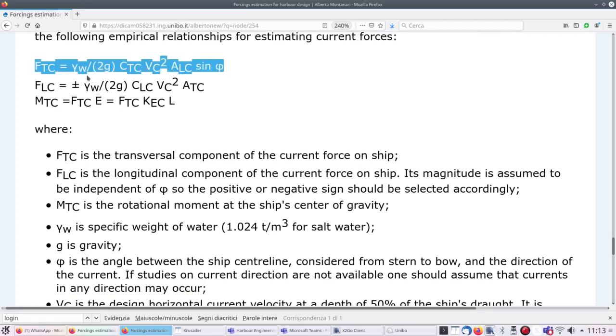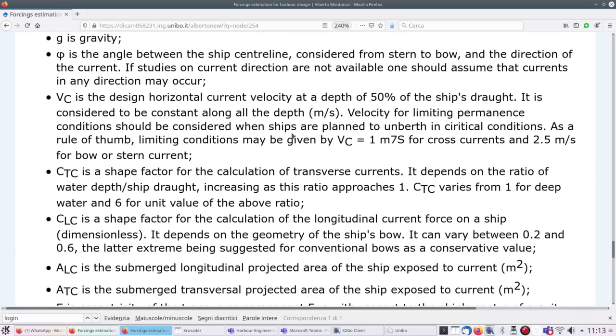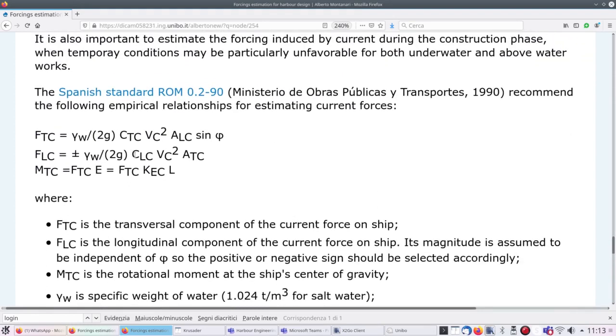Here we have again the specific weight of water. G is gravity. And then we have some coefficients, which we'll discuss later on. And this one in particular, CTC, will be discussed in a moment. And another coefficient, which is CLC in the second relationship. Then we have ALC, which is the longitudinal area of the ship, and ATC, which is the transversal area of the ship. And what is VC? VC is the velocity of the current.